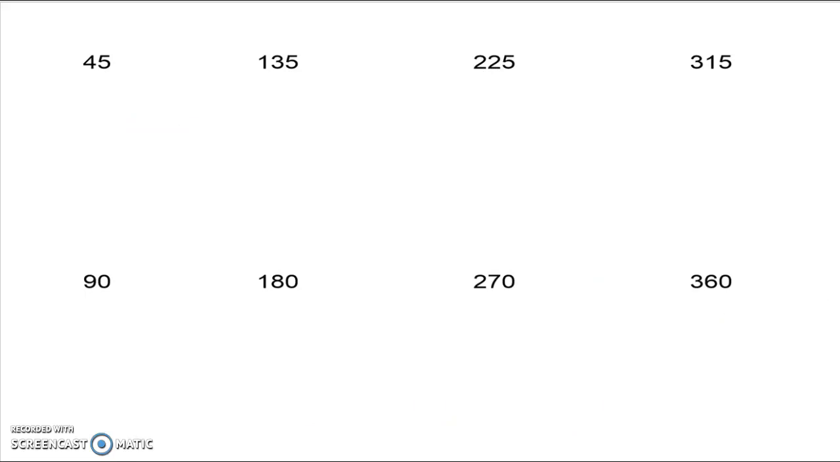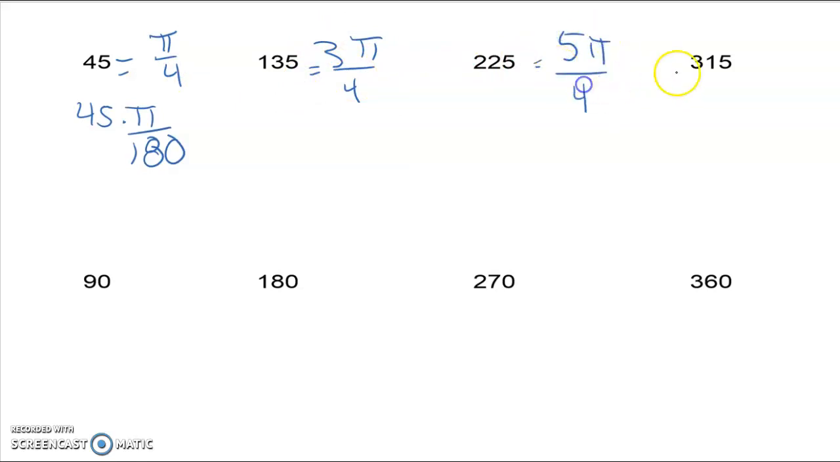45s. We're at 45 times pi over 180. Oh, that's 4 pi over 4. This is going to be 3 pi over 4, 5 pi over 4, and, oops, I'm sorry, I can't count, 7 pi over 4.